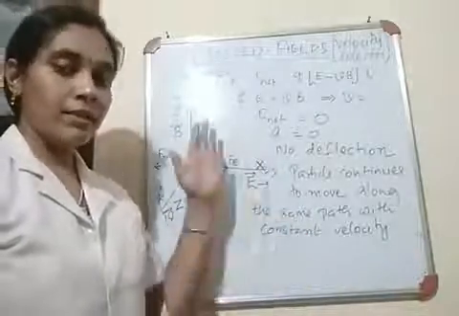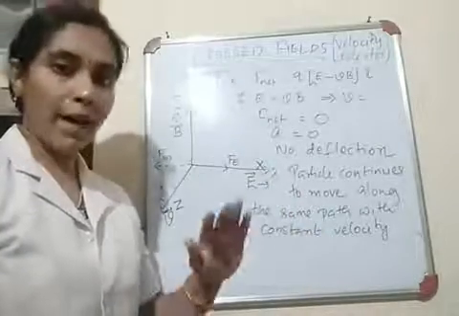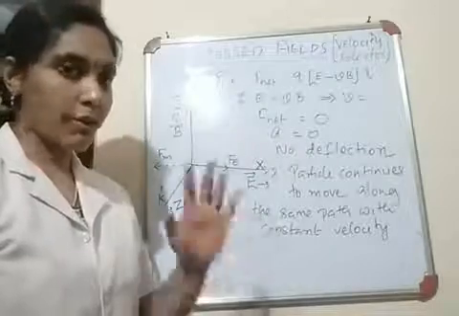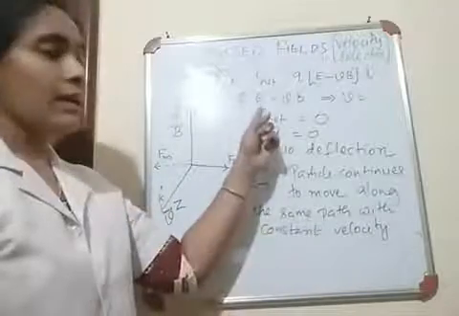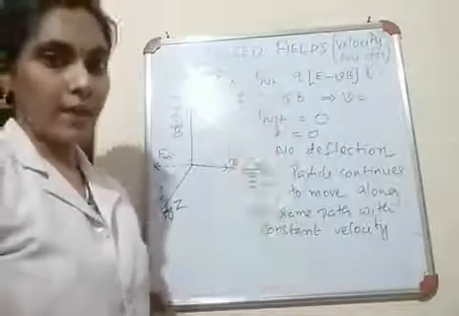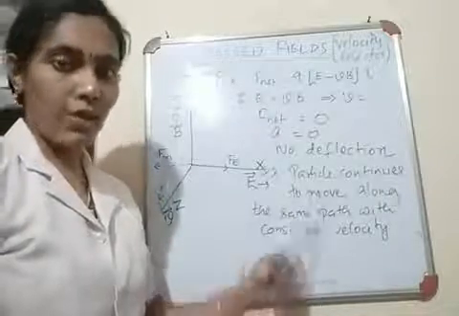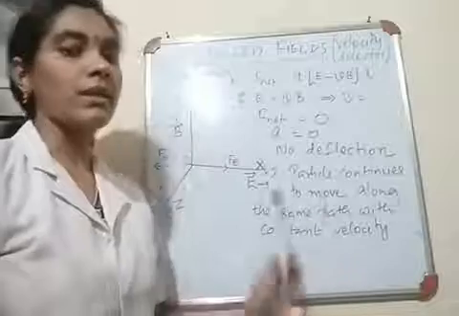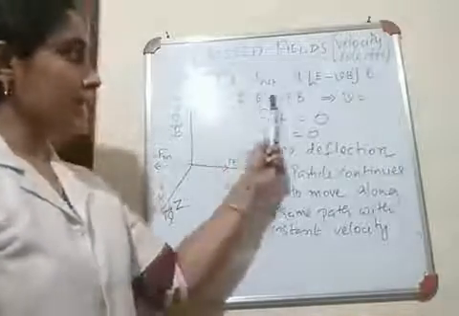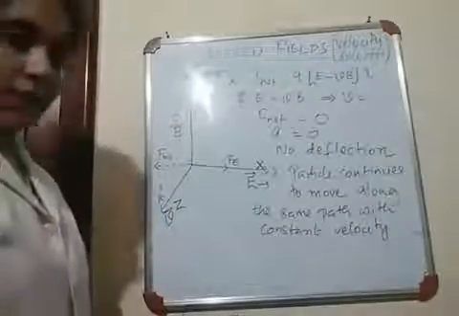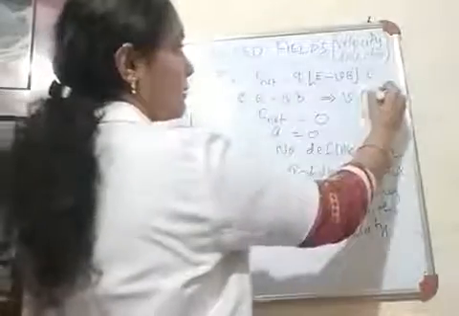But here the particle is in a crossed field. Both magnetic and electric fields are there. So don't get confused. In a combined or crossed field, when E is equal to VB, the force acting on the particle is 0 and the acceleration is 0. So the particle moves with constant velocity and its path will be undeflected. So when E is equal to VB, what will be V? V is equal to E by B.